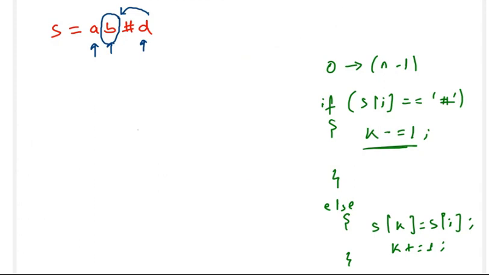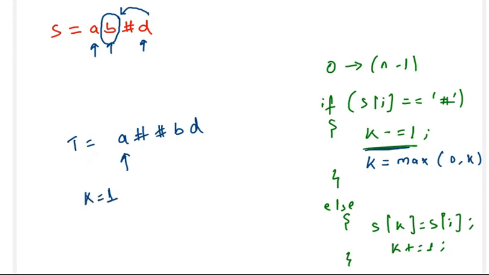Now one more thing, the minimum length of k can be 0. Thus we will have to take k as the maximum of 0 and k. Now why are we doing this? Let's say we have a string like a hash hash b d. Because we have two hashes, at this position s of i will be assigned to s of k and k will be 1.